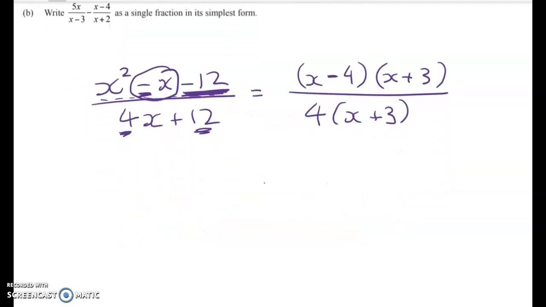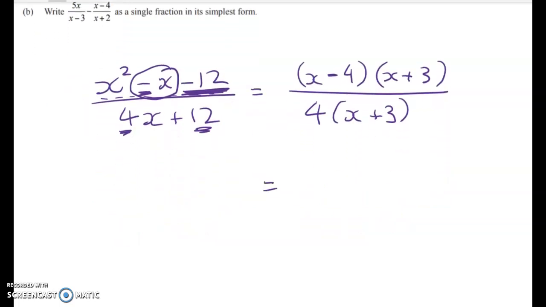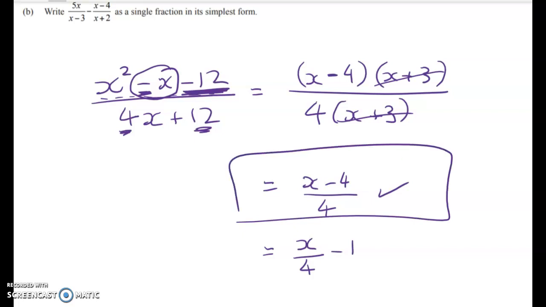So we can simplify this by dividing the numerator and denominator by x plus 3, leaving us with (x minus 4) over 4. So that's fine. The other way to write that is x over 4 minus 1. Most of you will have left it like that, and that's all good.